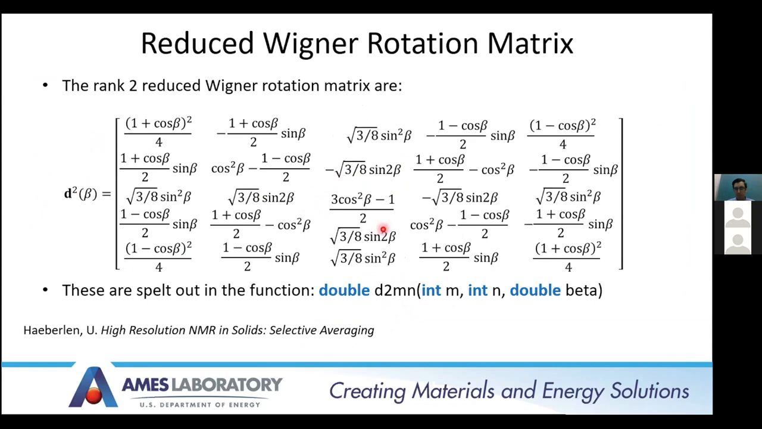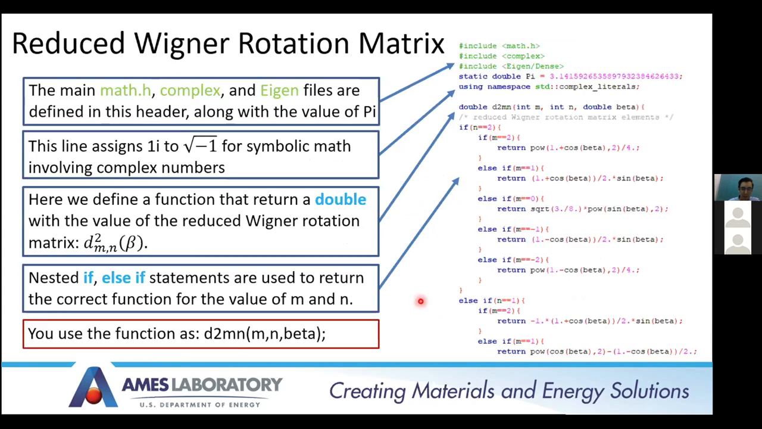You'll notice, for example, the middle one, so essentially the D200 element, is what is responsible for the averaging under magic angle spinning. Because if you average over the rotor phase, the gamma and alpha dependence goes away. And so you're left with only this middle term, which averages to zero if you set beta to the magic angle. So all of these different values for the reduced Wigner rotation matrix coefficients are spelt out in this little d2mn function that's in this header file.